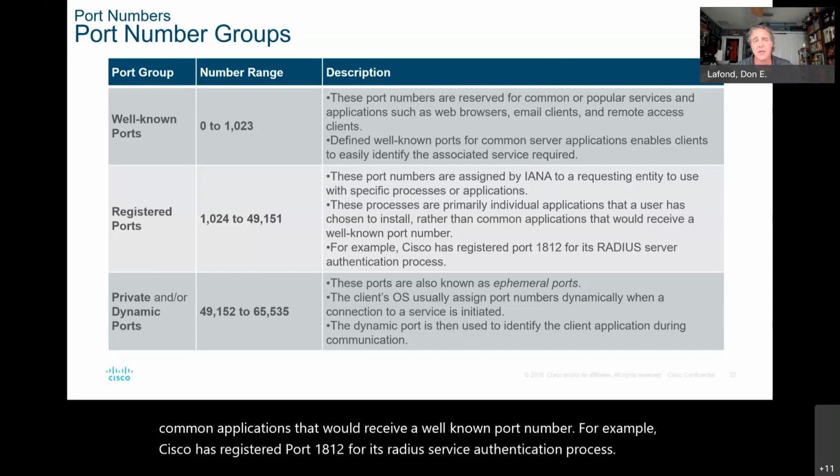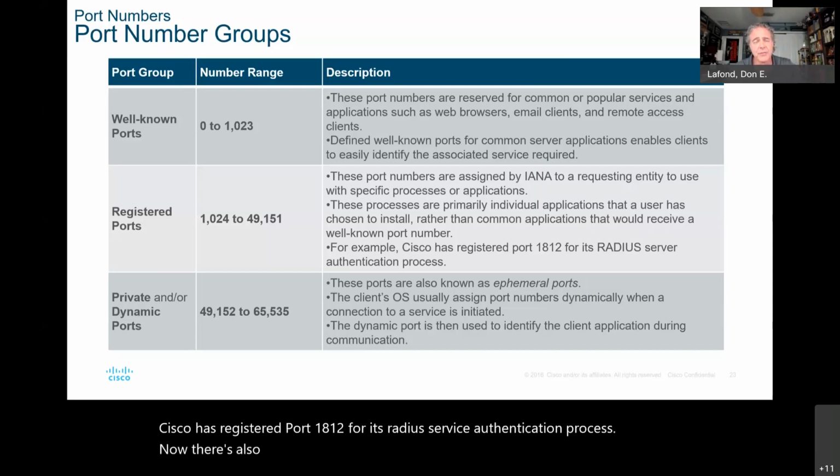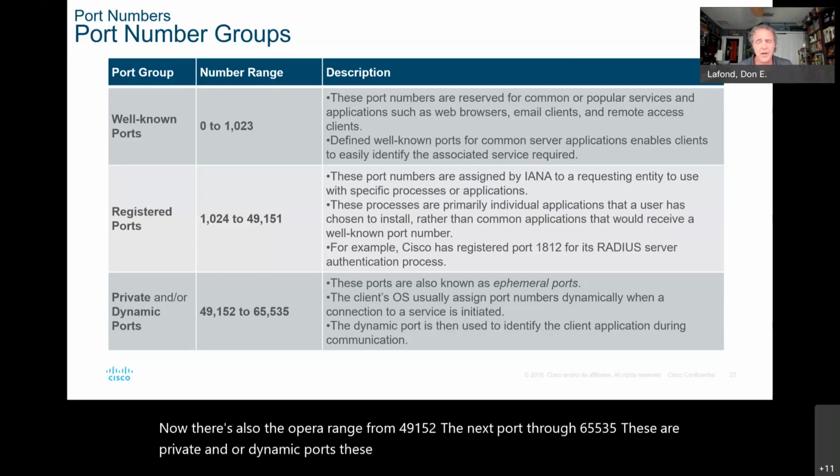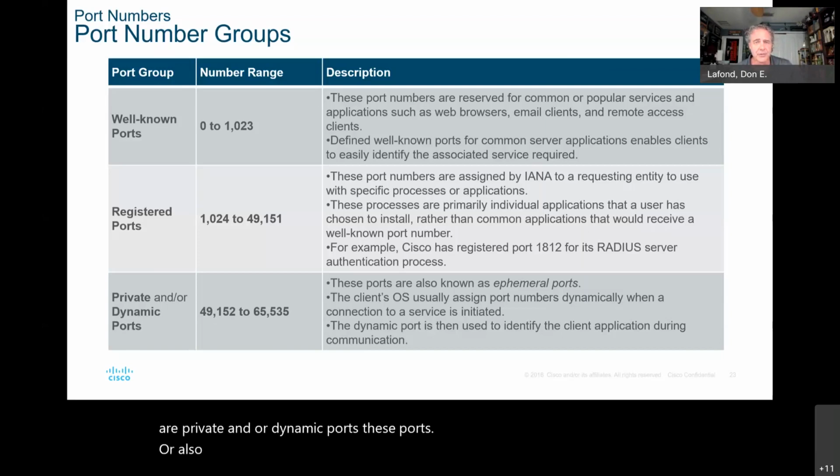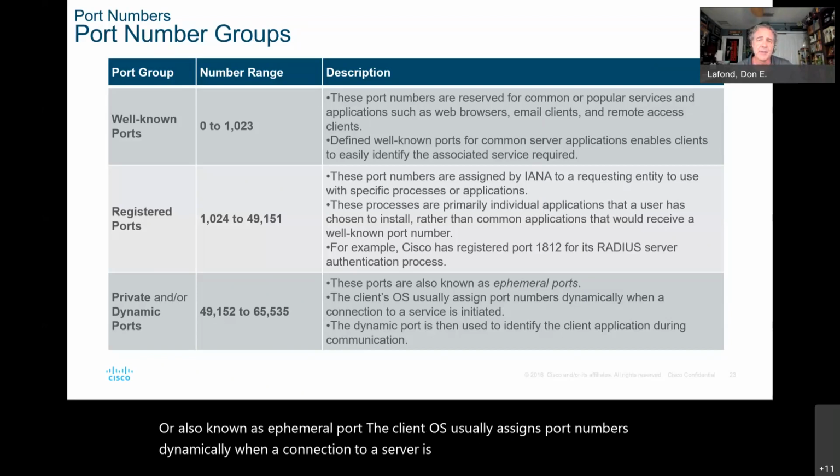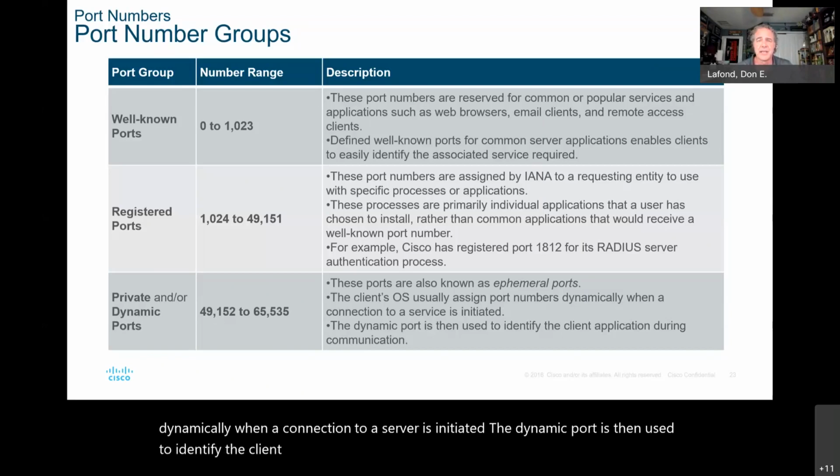Now, there's also the upper range from 49,152, the next port, through 65,535. These are private and/or dynamic ports. These ports are also known as ephemeral ports. The client OS usually assigns port numbers dynamically when a connection to a server is initiated. The dynamic port is then used to identify the client application during the communication.